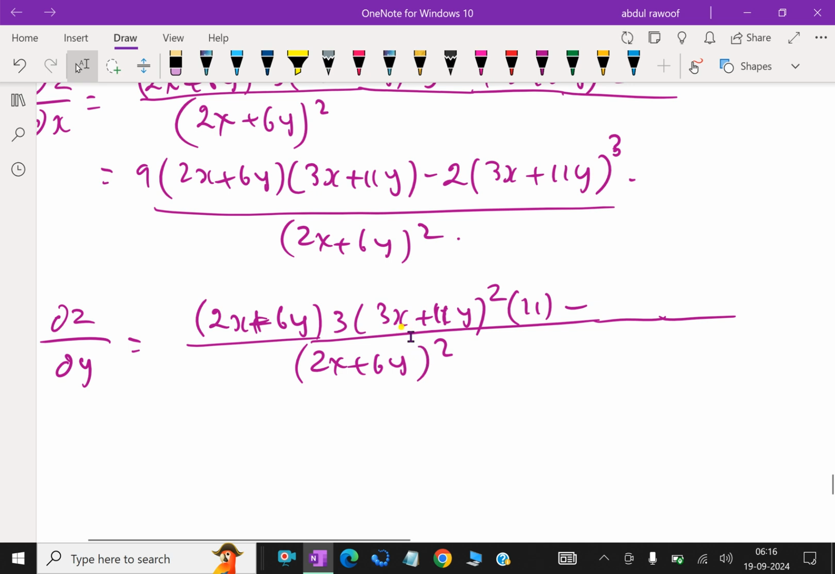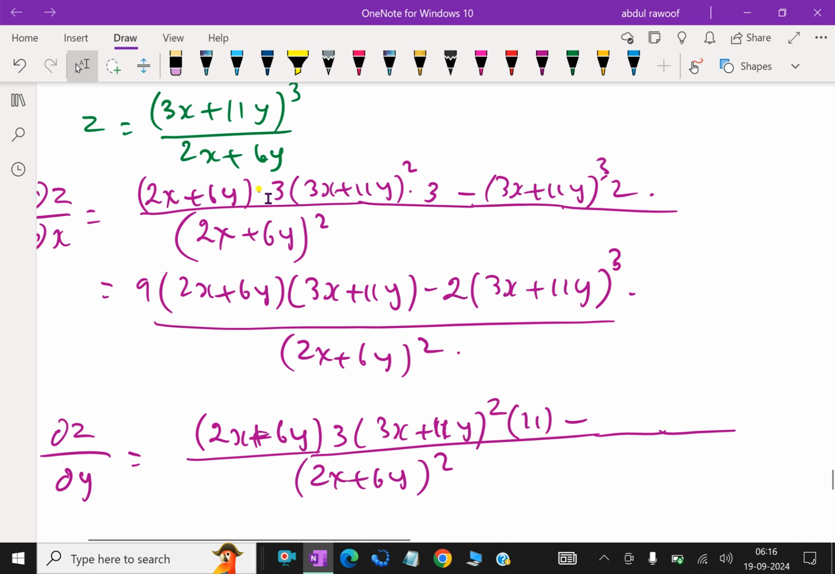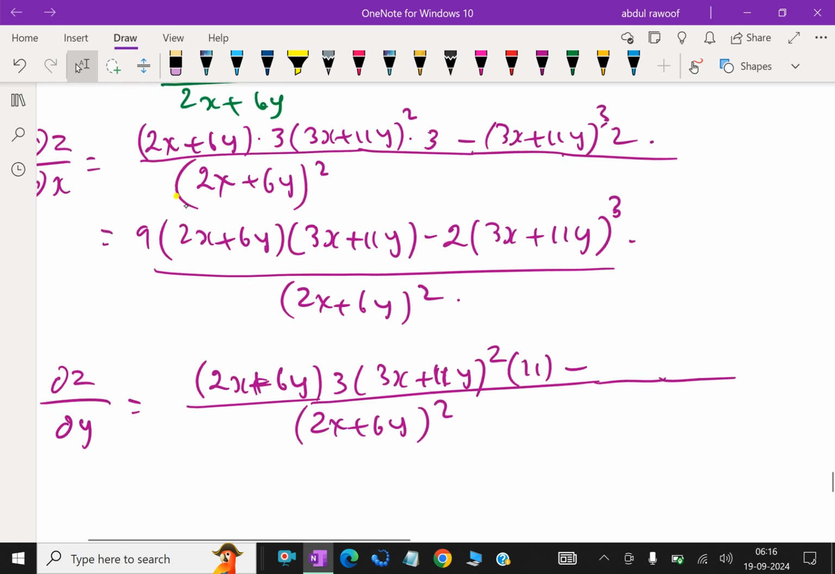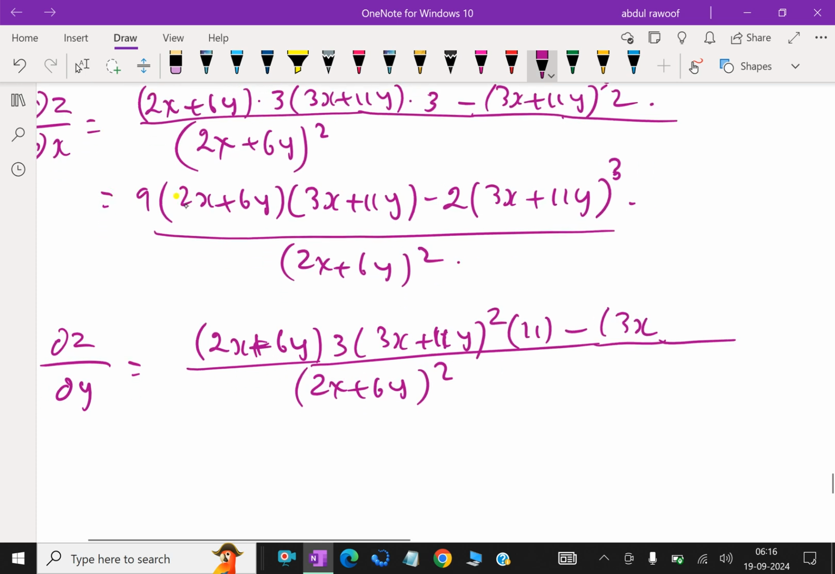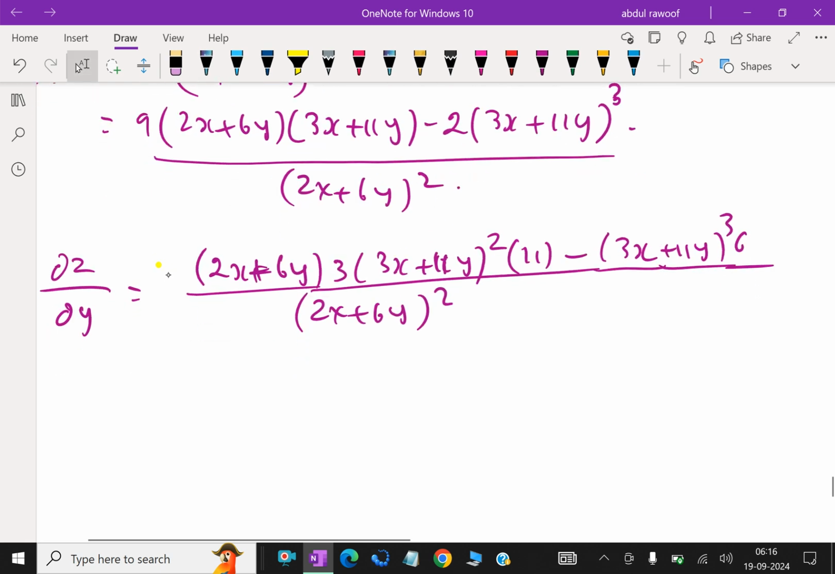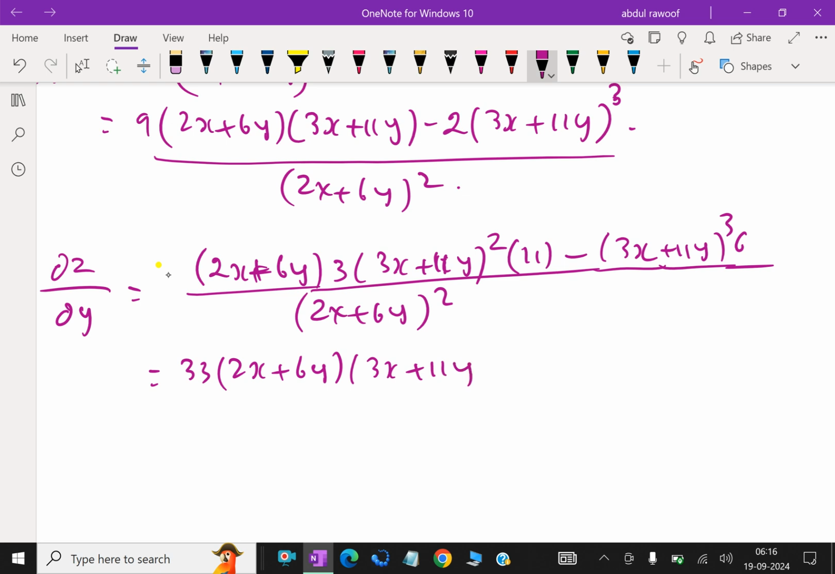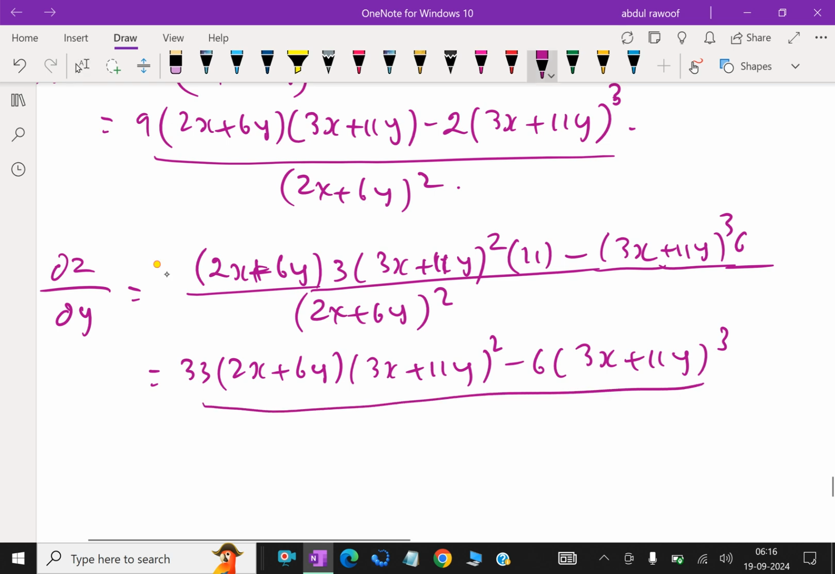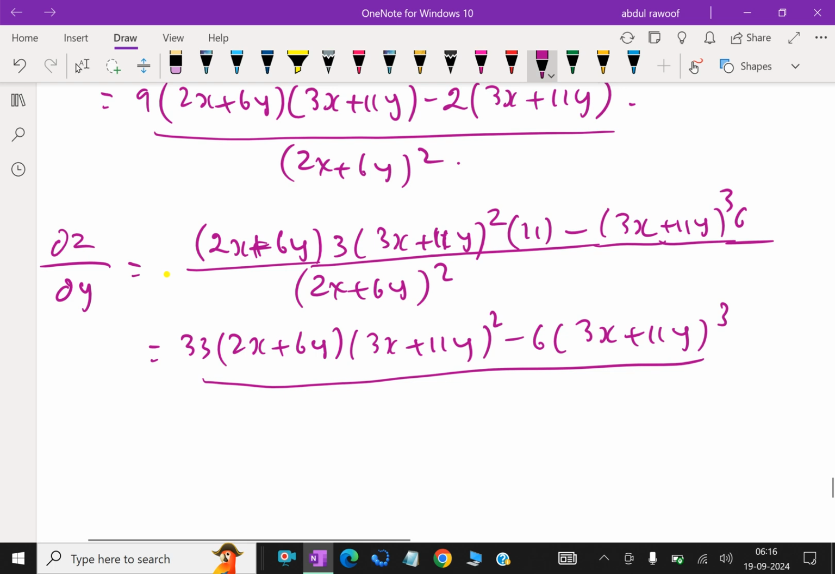Dv means what? Then first the numerator is 3x plus 11y the cube, and dv with respect to y is 6, which is equal 3 into 11 is 33, 2x plus 6y, 3x plus 11y the square, minus 6 into 3x plus 11y the cube over 2x plus 6y the square.